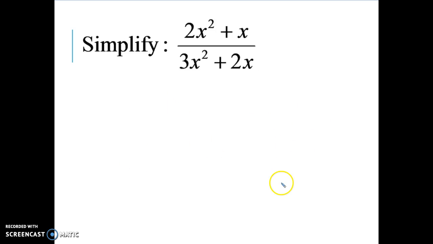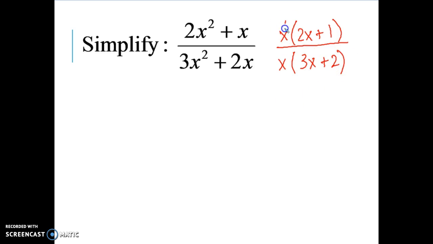Alright, again, look for GCF first. I've got 2x squared and x. They both have an x in common, so that becomes x times (2x plus 1). And GCF on the bottom, they both have an x in common, so that becomes x times (3x plus 2). My x's cancel, and I'm left with 2x plus 1 over 3x plus 2.